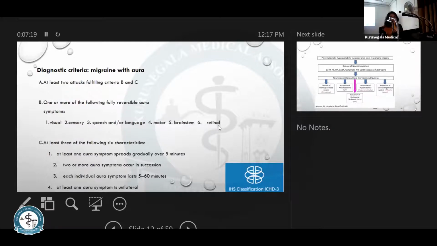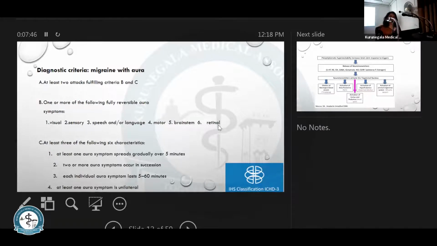They might see some fortification spectrum, they might lose their vision. So something visual, lines, halos, they should start at a point and then usually spread out. That is the nature of visual aura. Mind you, 90% of the patients with migraine with aura are having visual auras rather than the rest of the types of auras.